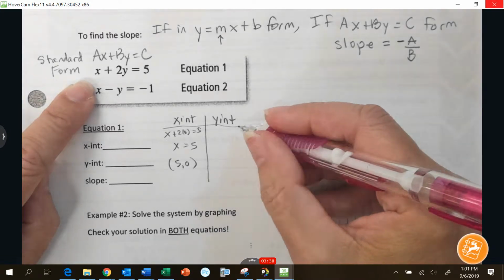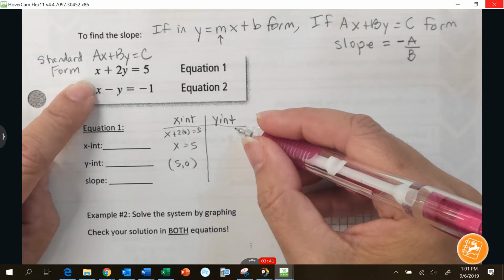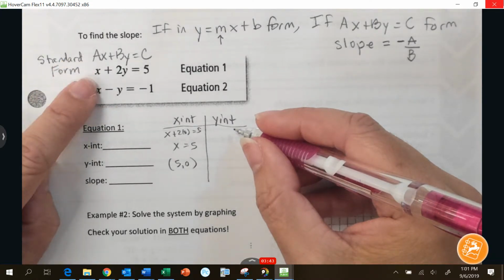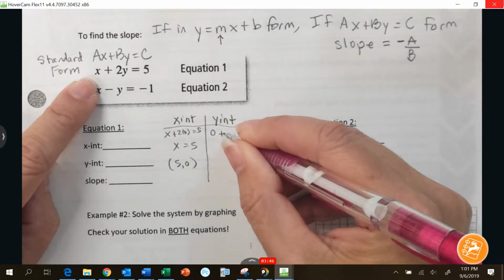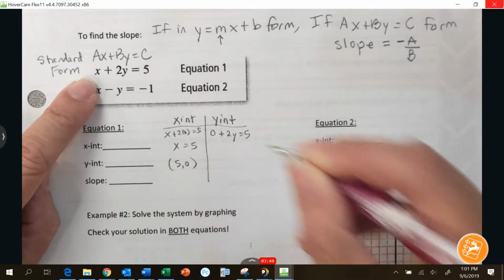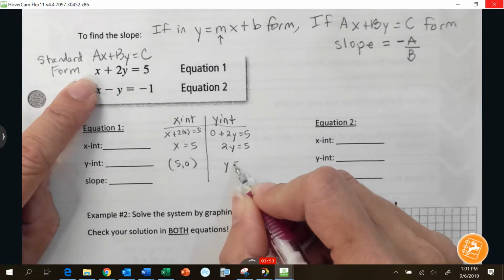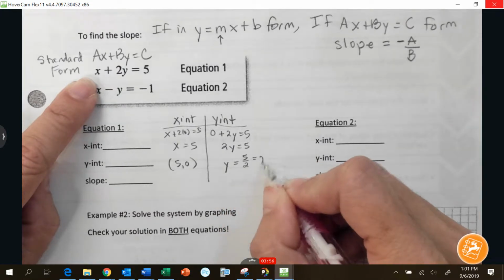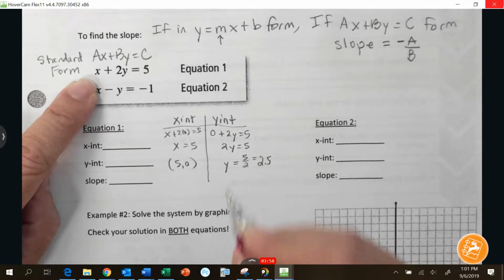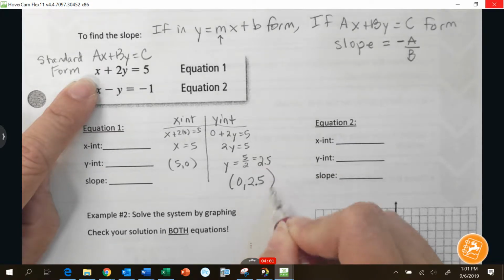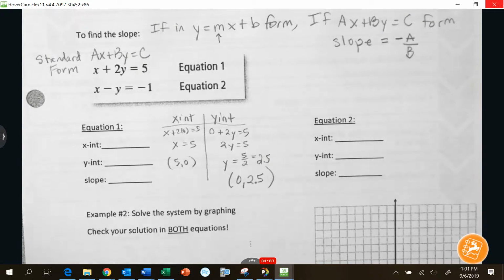To find the y-intercept, what can we do? Replace x for 0. Make x equals 0. So we have 0 plus 2y equals 5. So if 2y equals 5, y is going to equal 5 divided by 2, which is 2.5. So ordered pair 0, 2.5. Or you can leave it as 5 halves. Normally I would leave it as 5 halves. I should probably put those on their little blanks.